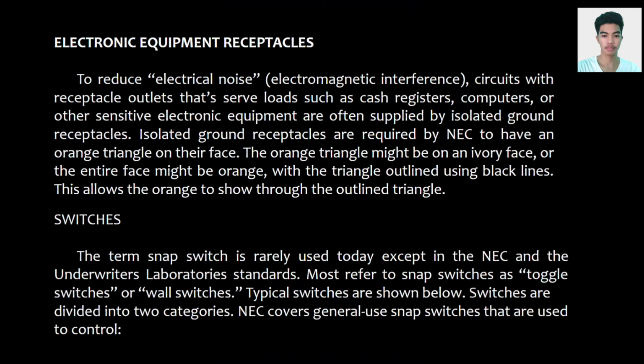Isolated ground receptacles are required by NEC to have an orange triangle on their face. The orange triangle might be on an ivory face, or the entire face might be orange, with the triangle outlined using black lines. This allows the orange to show through the outlined triangle.